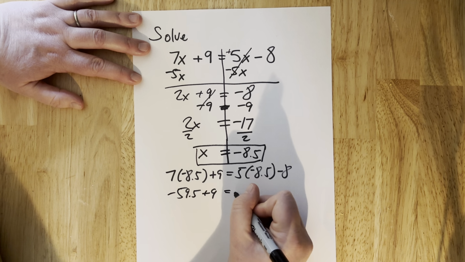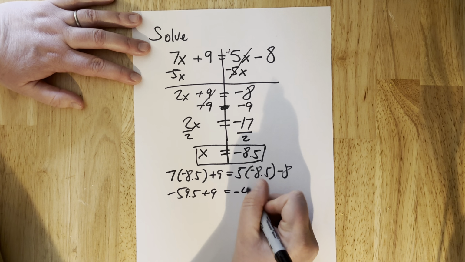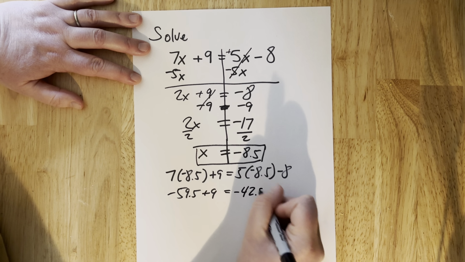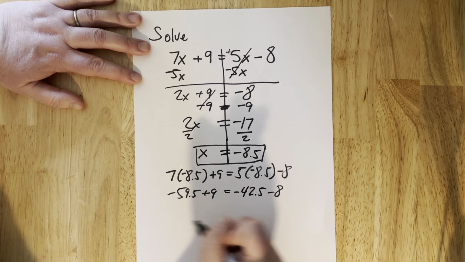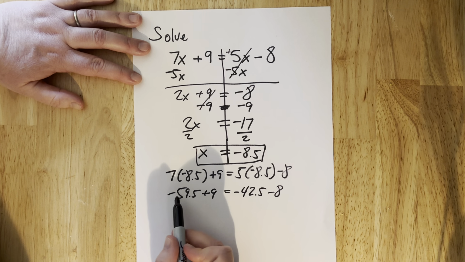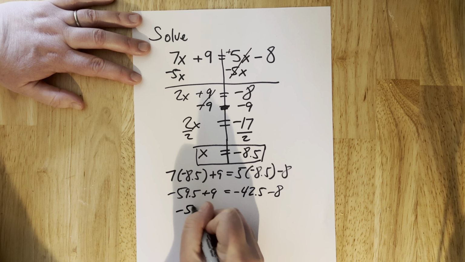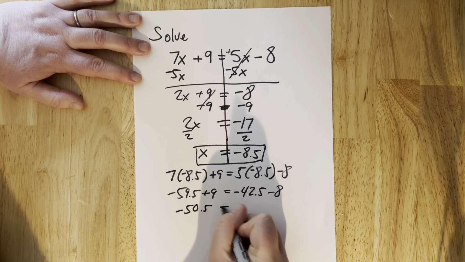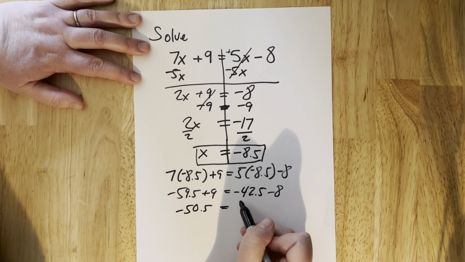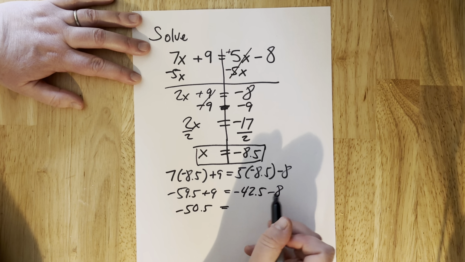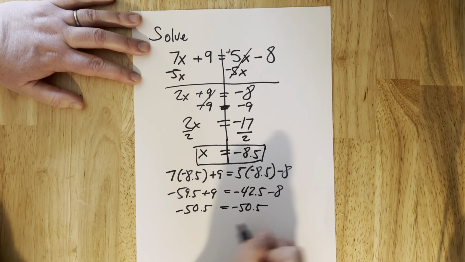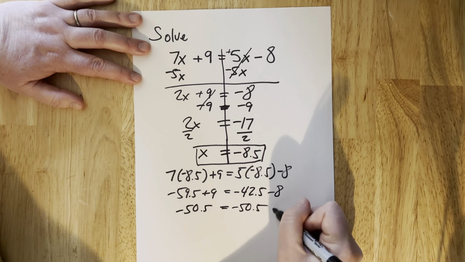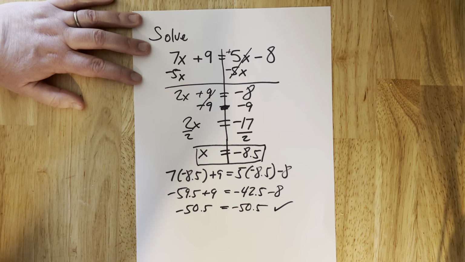That is negative 42.5 minus 8. When I go to combine these, I go negative 59.5 plus 9. I combine those, and I get negative 50.5 equals, and I do negative 42 minus 0.5 minus 8 is negative 50.5 also. Since both sides of the equal sign are the same, it checks out, and we solved our equation correctly.